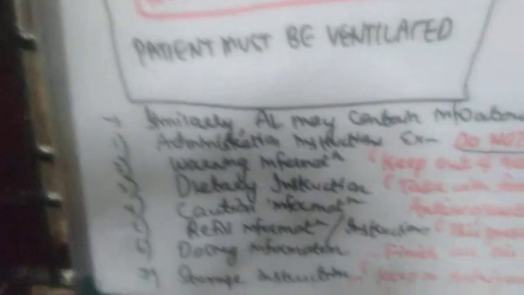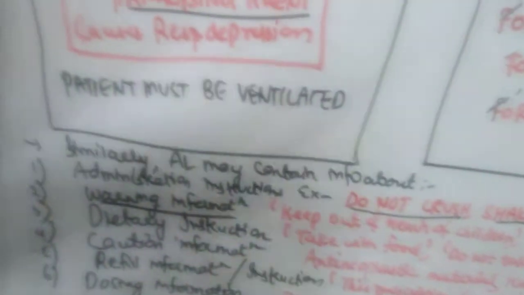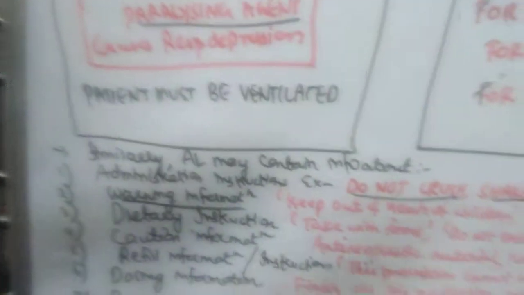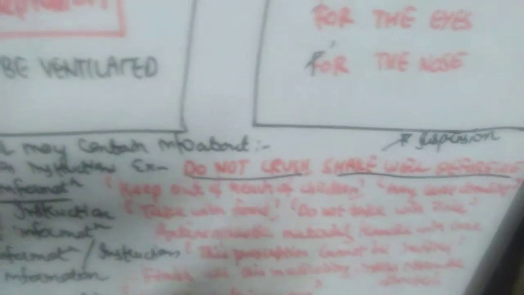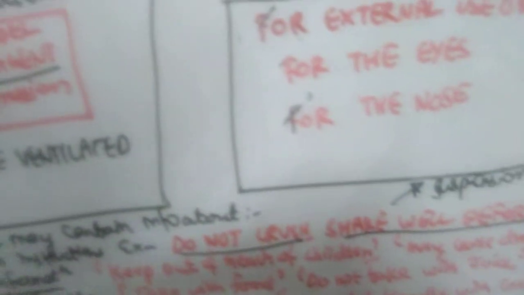Next, this was administration instructions. Next, you have warning information. If you want to warn the patient about something regarding the medication, then that information becomes your warning information. So what are the common warning information which are mentioned on the auxiliary labels on the medication package?